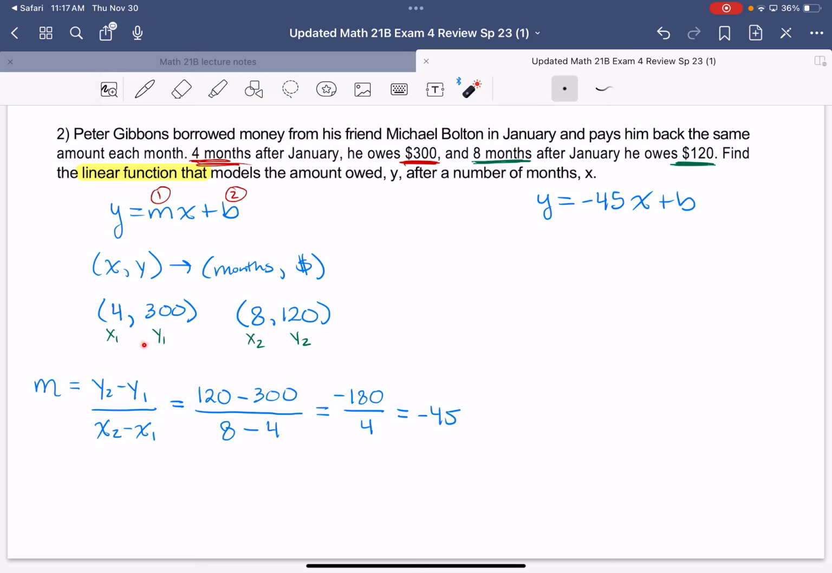So, well, actually, is it smaller? No, I mean, the 300 is more, but the 4 is smaller. So, again, it doesn't matter. It's up to you. So I'm just going to pick the first point because I feel like it. So I'm going to plug in 4 for x, and I'm going to plug in 300 for y. 4 for x, because 4 is in the x coordinate, 300 for y, because 300 is in the y coordinate. So I have 300 equals negative 45 times 4 plus b.